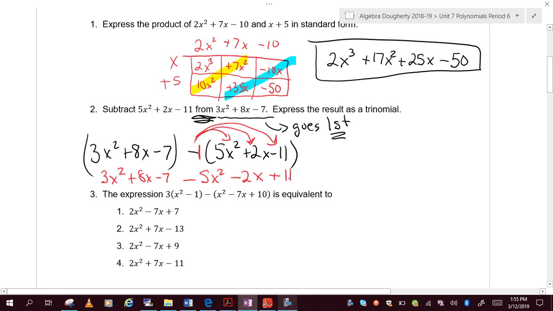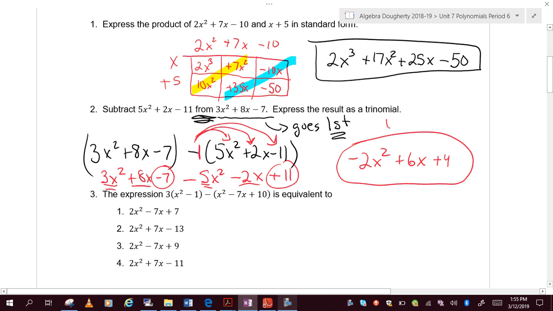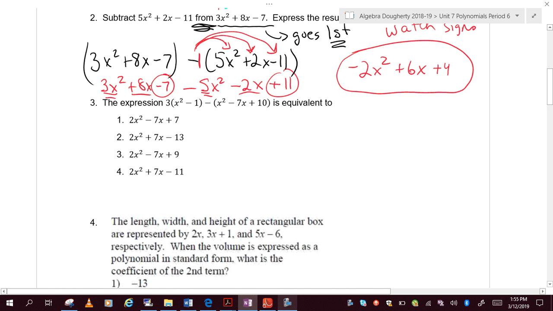So when we combine these terms now, the x squareds can be combined. I get negative 2x squared plus 6x, and the constants become plus 4. Be very careful with your signs. Number 3 was very similar. I won't go over that one.